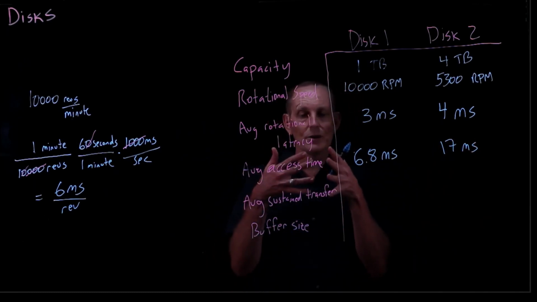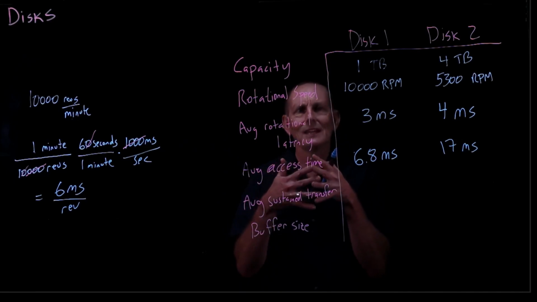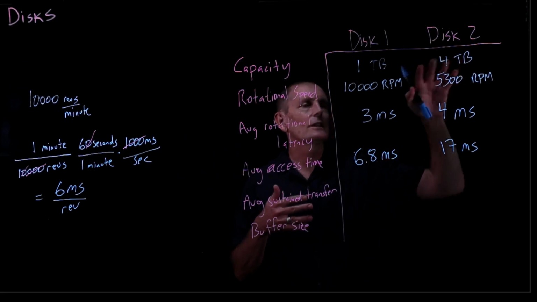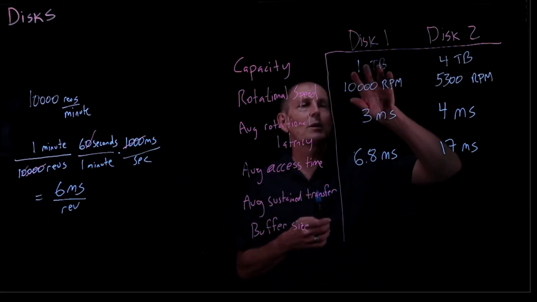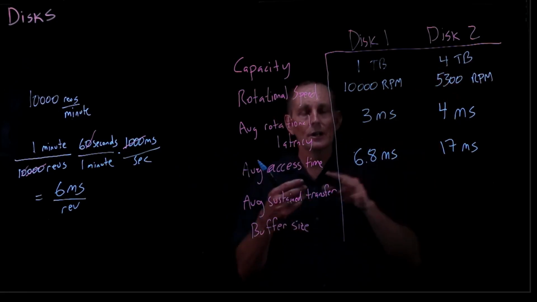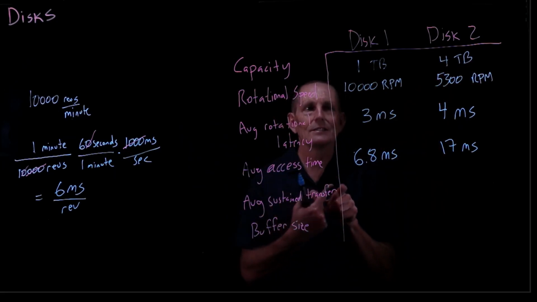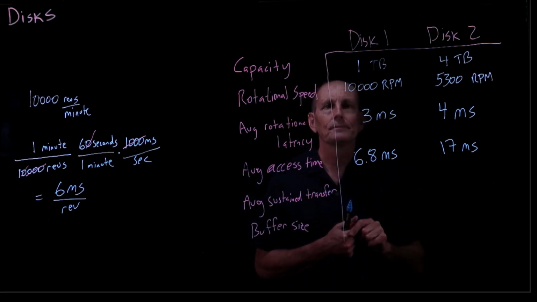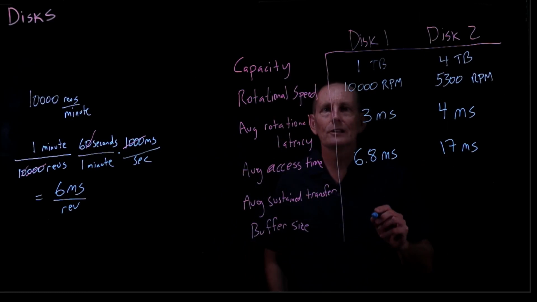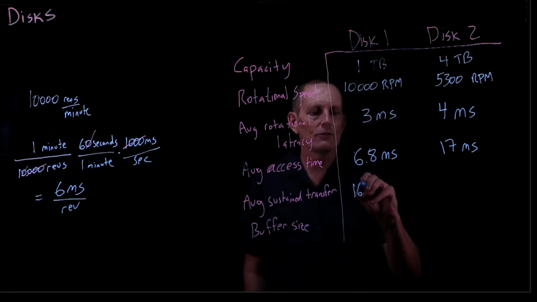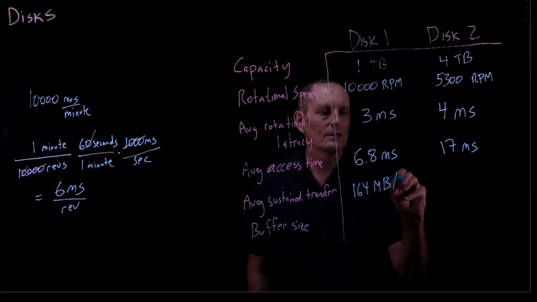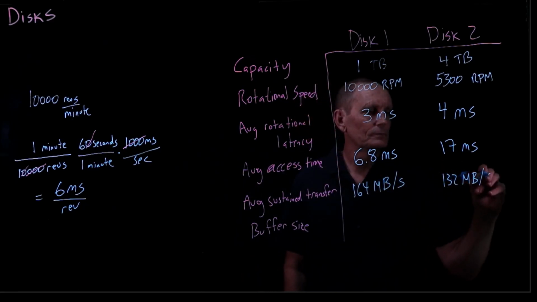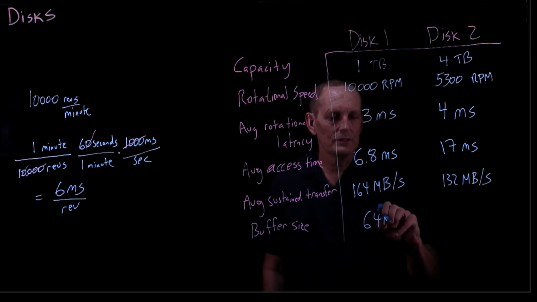Well, maybe they use an underpowered controller to move the heads? Not likely. What's likely is that this is actually physically a larger disk. So this is probably a 3.5 and this is a 5.25. That means there's physically more space that the head has to move to get from one end to the other end, so it takes longer. And then if we look at the sustained transfer, this is around 164 megabytes per second, where this one is 132. And they both have a buffer of 64 megabytes.